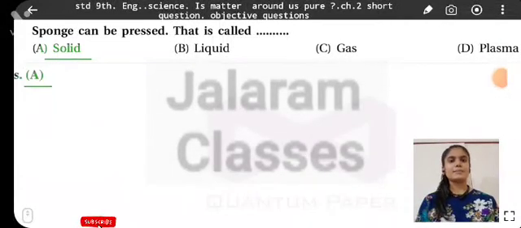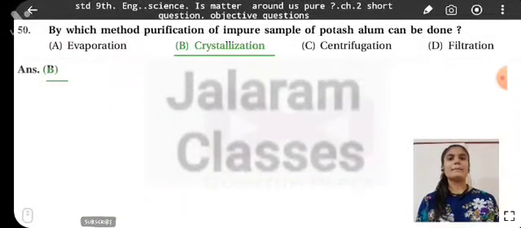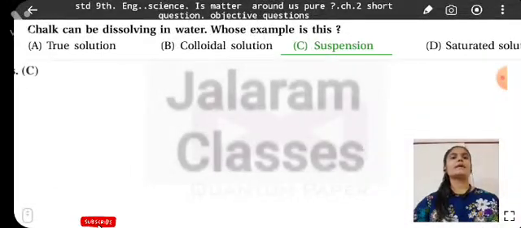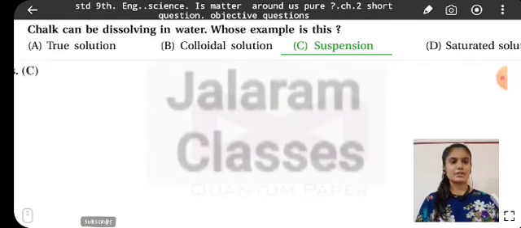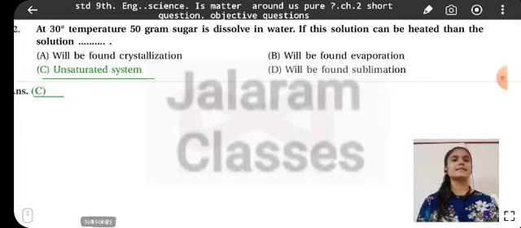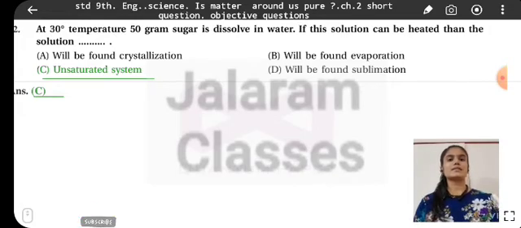Sponge can be pressed, that is called solid. By which method purification of impure sample of potash alum can be done? Crystallization. Chalk can be dissolved in water. Whose example is this? Suspension. At 30° temperature, 50 grams sugar is dissolved in water. If this solution can be heated, then the solution will be unsaturated system.